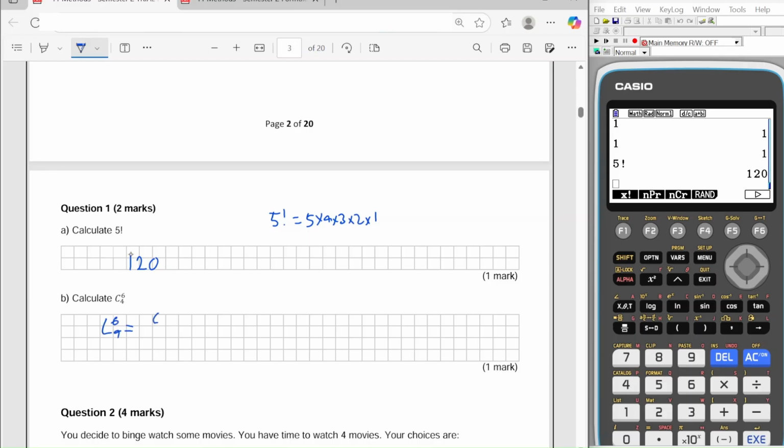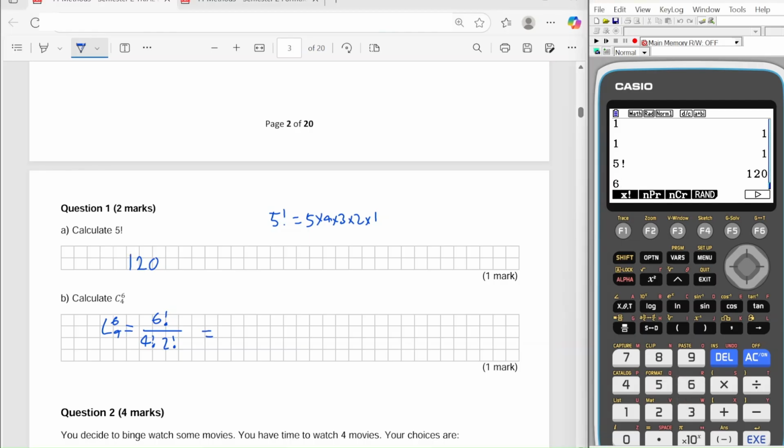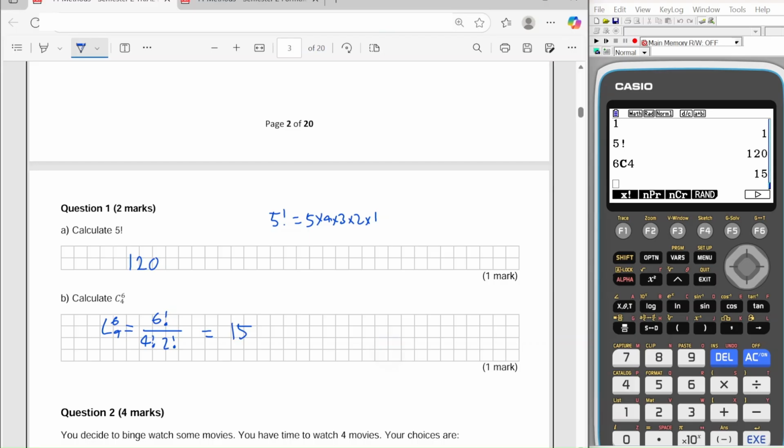C64. Again, it's 1 mark, so you can get away without doing this, but 4 factorial on the bottom. And then 6 take 4 is 2, so 2 factorial there. And again, we can just sort of directly work that out. So 6 NCR4 is 15. So that's in that same options menu on the calculator.